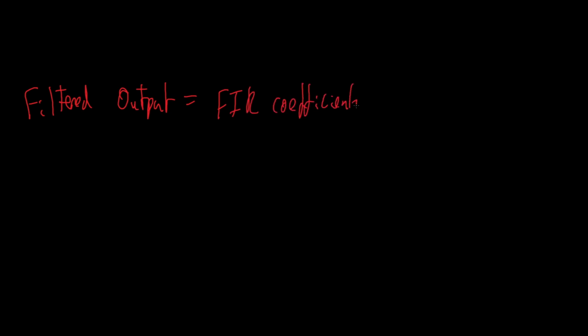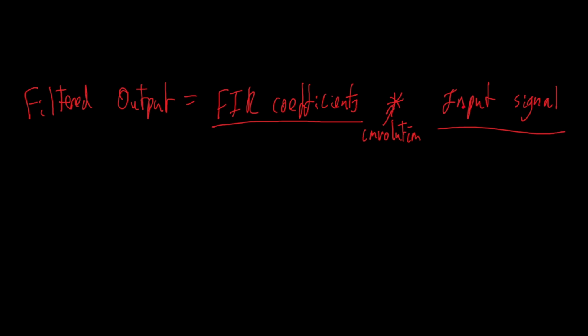Hopefully, why did we look at convolution? Because the filtered output, or the output of our filter, is simply equal to the FIR coefficients convolved. This is the convolution sign. Convolved with our input signal. And that's why we looked at convolution, because that is the last step to FIR filters. To apply your FIR filter onto your input signal, you convolve the FIR coefficients with the input signal, and that's it. That's all you have to do, and your FIR filter is complete.